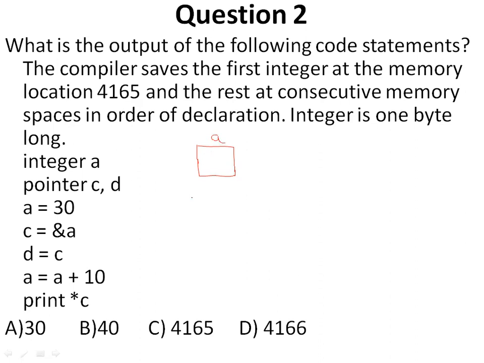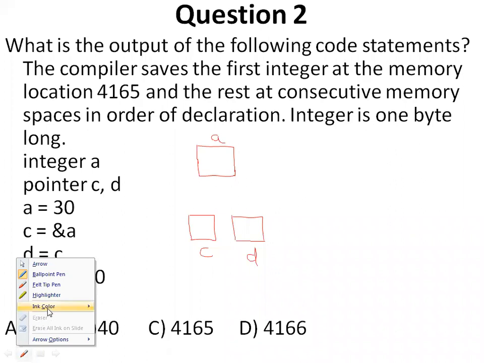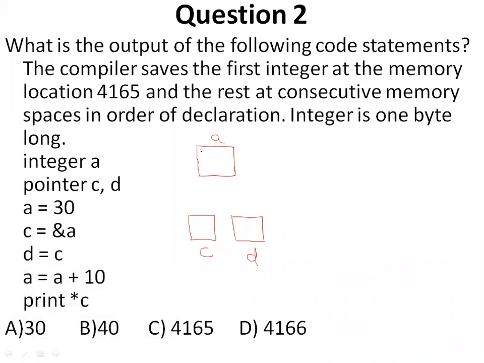Then there are two other variables, pointers C and D. So this is pointer C and this is pointer D. What is a pointer? A pointer is a variable which stores the address of another variable. Then A is assigned 30, so 30 will be stored in A. What is the value stored in A? A contains the value 30.